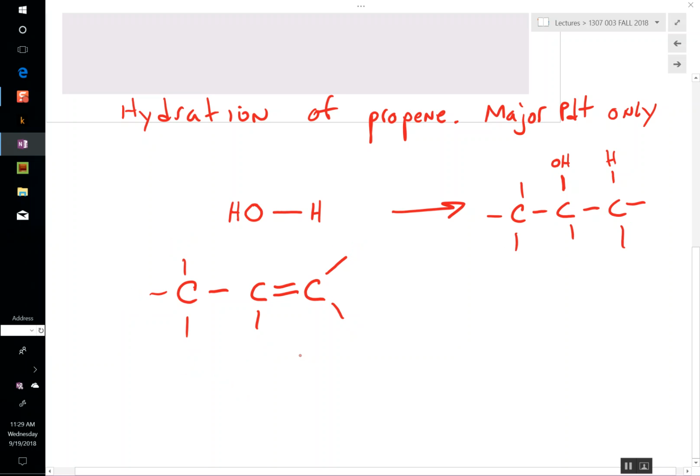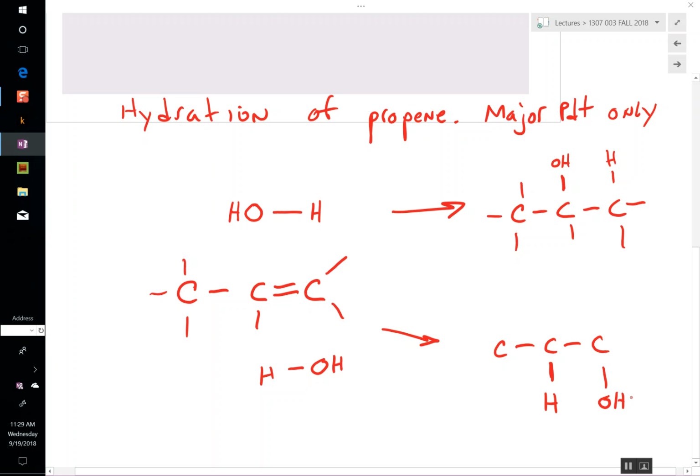So the minor product would be if the water molecule approached this molecule this way, the OH coming at the carbon on the end, and the hydrogen coming at the carbon in the middle. And what do we get in that case? We get a hydrogen here, and we get the OH here.